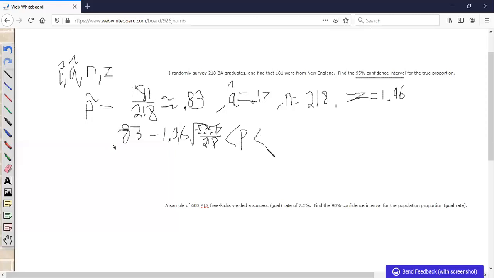And then the high end of our interval is going to be this same thing, 0.83, but instead of minus, it's plus. And now it's the exact same thing, 1.96 times the square root of 0.83 times 0.17, again still in the square root, over 218.